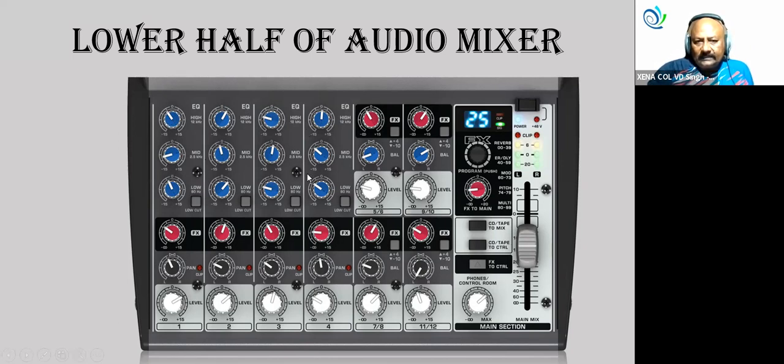These are indicated with blue color. The red colored ones are known as effects control. Most of the mixers have got a built-in digital signal processor or DSP. So this section gives you various types of digital signal processing in terms of reverb, early reflections or delay, and then you can also vary your pitch and various other things you can play around with.